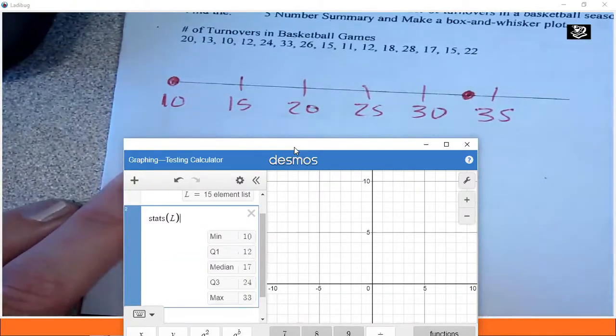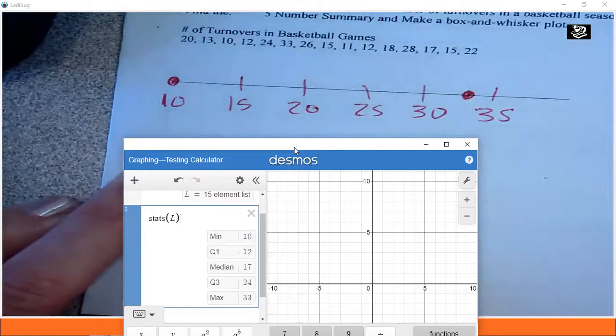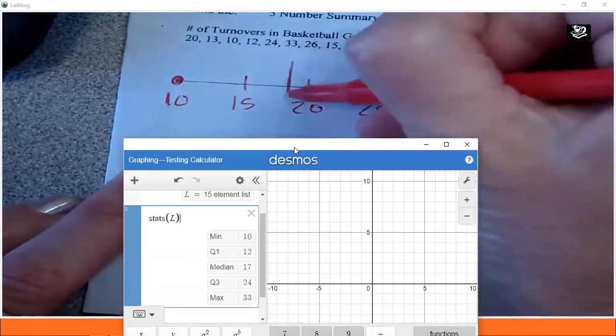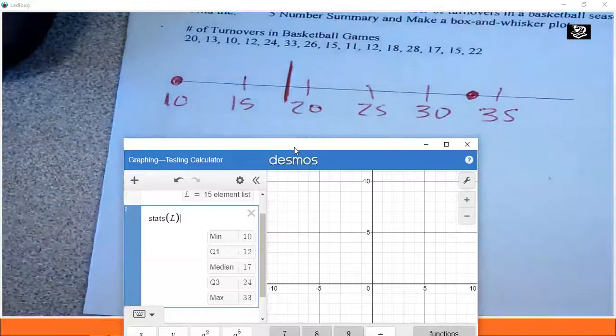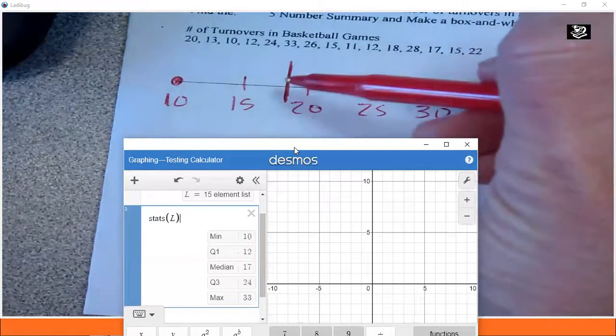Look right here on my computer or your computer. What's the median at? Read the median on the Desmos. 17. So that's between 15 and 20. The median gets a line because we're going to have to draw a box.